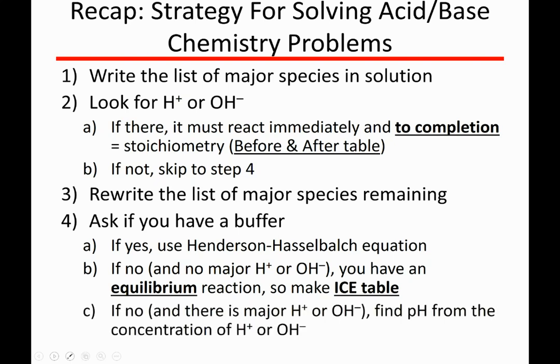If you don't have a buffer and you see H plus or hydroxide as a major species, then you're not dealing with an equilibrium reaction. You don't even really need to write a reaction of any kind. If you have H plus or hydroxide as a major species, then you can simply find the pH by determining the concentration of H plus or hydroxide, and then take the negative log to get either pH or pOH, and then you'll get through to the solution to the problem. So that wraps up acid-base chemistry. Next, we're going to go on to talk about solubility product.